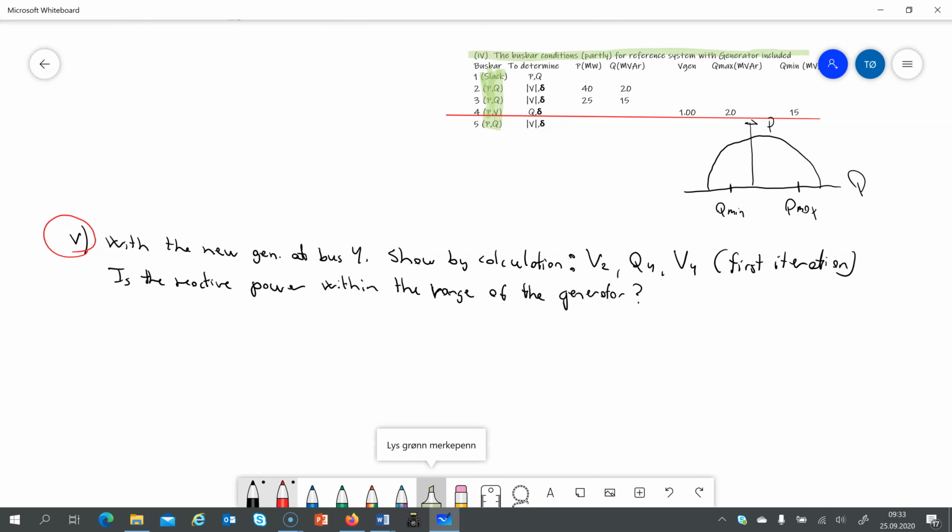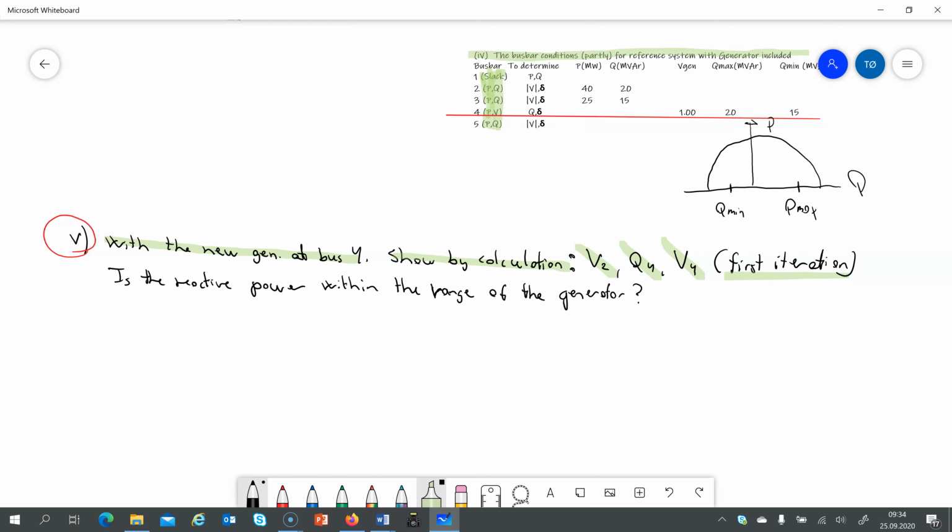the simulation. Now I come to the final task, task 5 in the exam. So now they are specifying that with the new generator at bus 4, show by calculation V2, Q4, and V4, and only the first iteration.